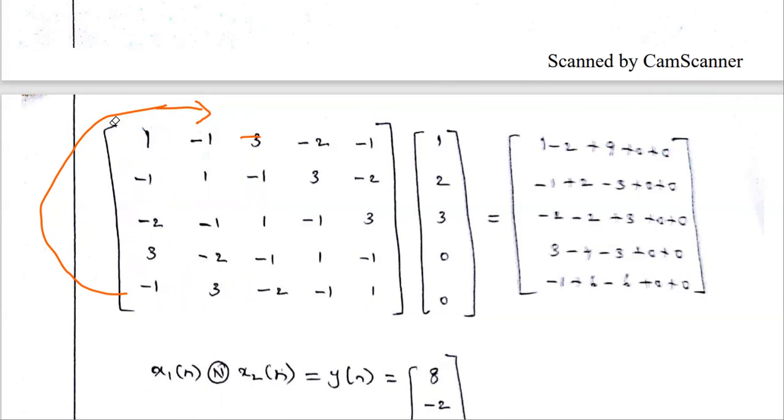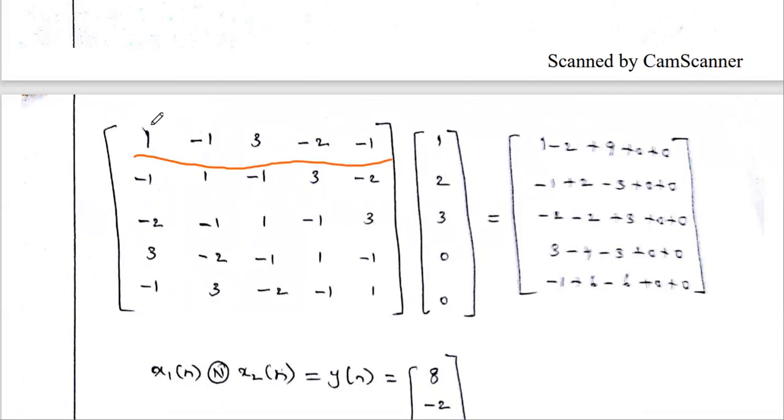So after writing this 5 cross 5 matrix, we have to multiply it with the x2 of n value. What is the x2 of n value? 1, 2, 3, 0, 0. Then you multiply this 5 cross 5 matrix with the 5 cross 1 matrix. How to multiply? You just take the first row, the first row multiplied with the first column.